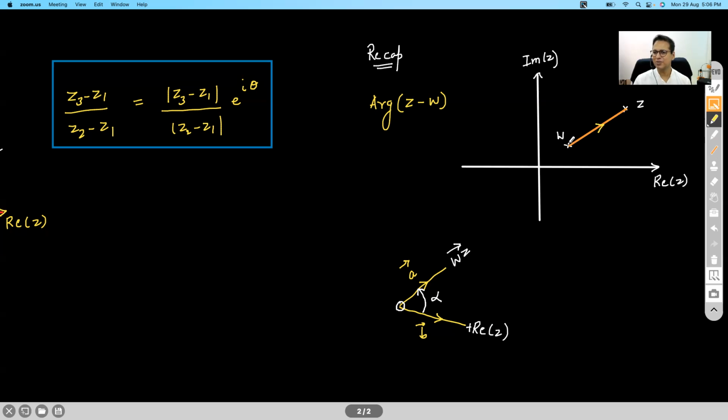So what is the angle between them? If you just extend it a little backward, this is the angle that we are referring to. And remember, I have to take from the positive real axis till I hit WZ. So this angle will be called the argument of Z minus W. I hope this small discussion helps you to recall this concept. So let's come back to our given figure. Meanwhile, does anybody have any questions, any concerns here?